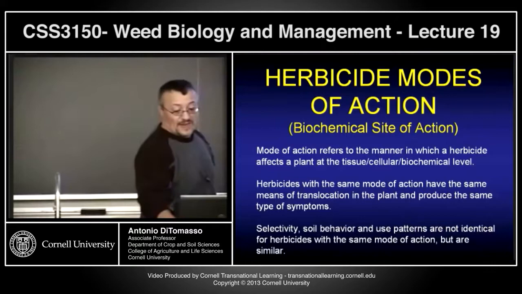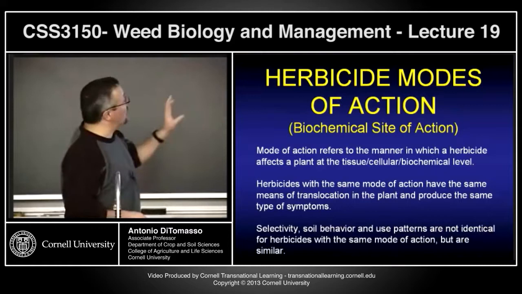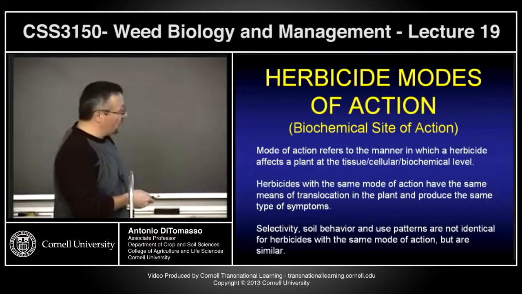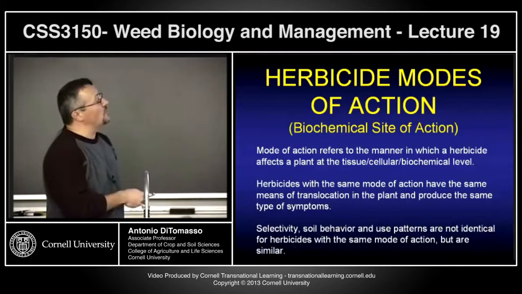Just some general characteristics, and this information is in your notes. Your notes are more detailed in many ways, okay? So if you can listen in, hopefully you'll be able to follow a little more clearly. But what we're looking at is the mode of action. Again, we talked about this, it refers to the way the herbicide affects the plant, basically kills it at the tissue or cellular or biochemical level, okay?